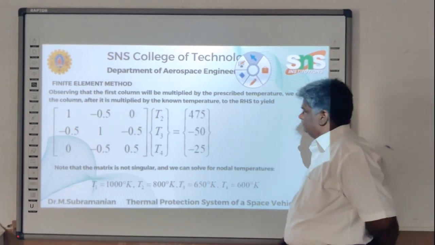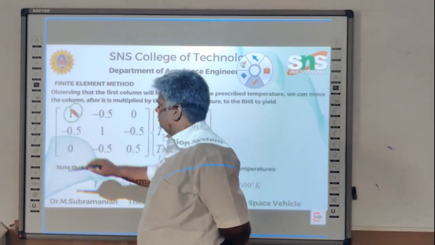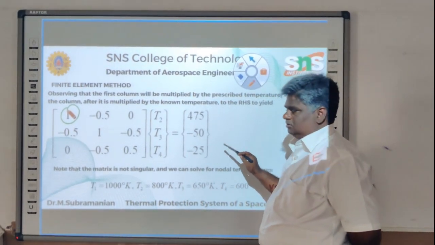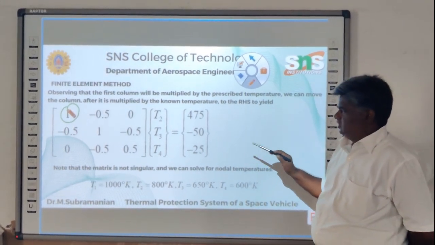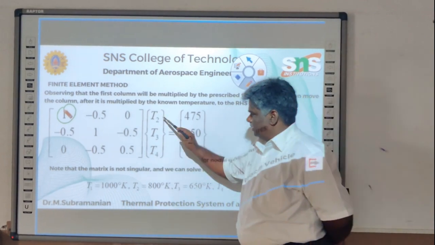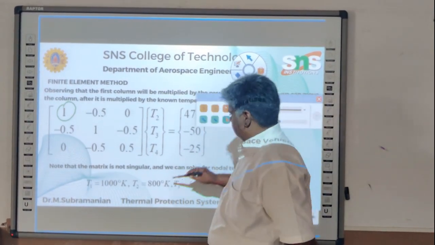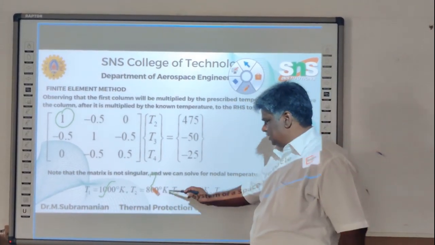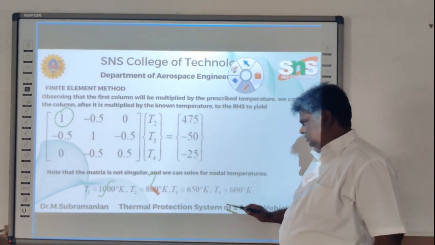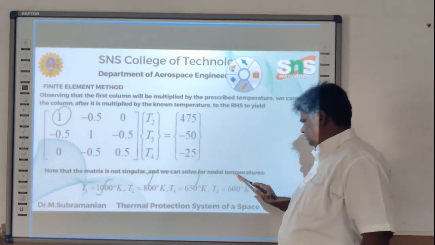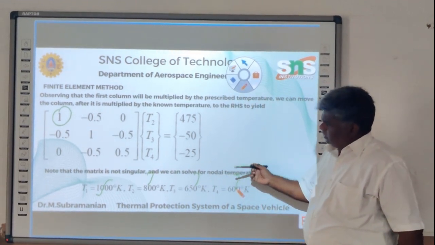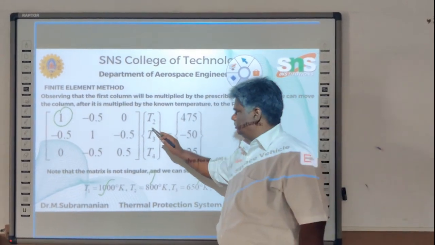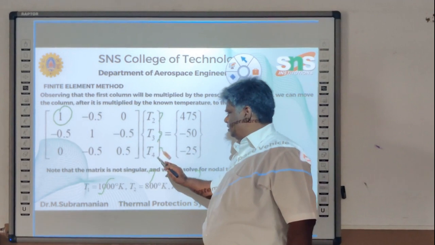Then finally, you see that you have to generate the three simultaneous equations, or by using a Gaussian elimination approach, we can calculate the temperature. T1 we already know. T2 is 800 degrees Kelvin, then T3 is 650, T4 is 600 Kelvin. By using the Gaussian elimination approach or your calculator directly, you can find the unknown values of T2 and T4.